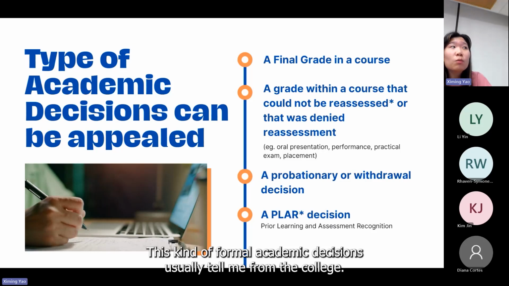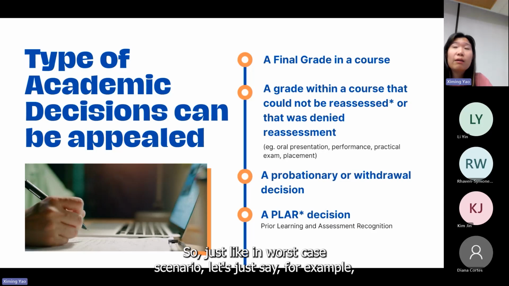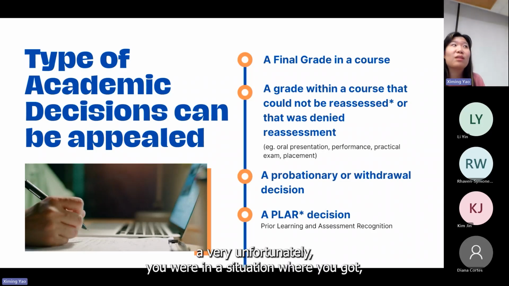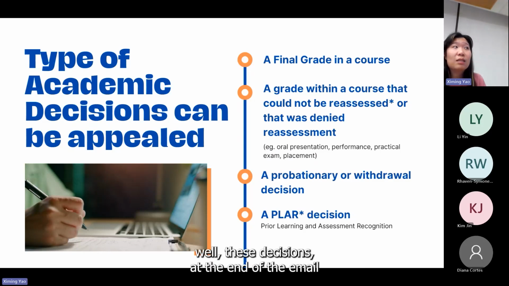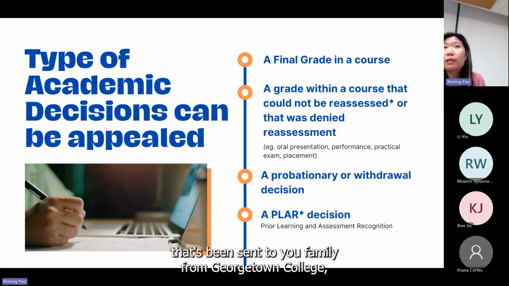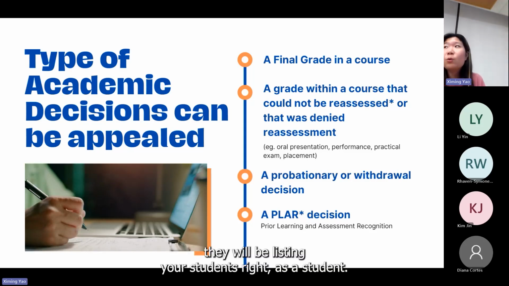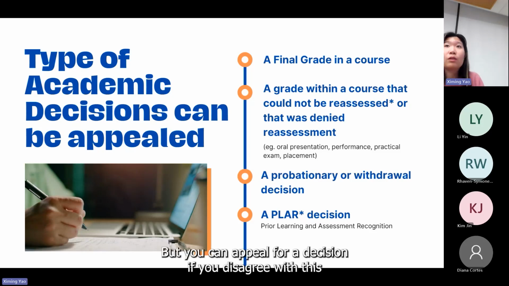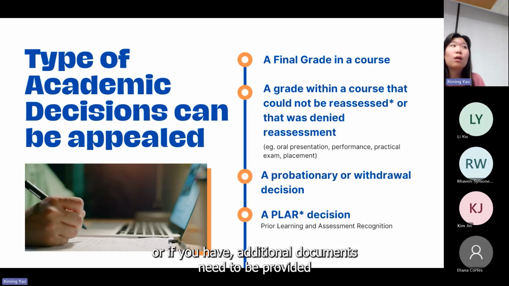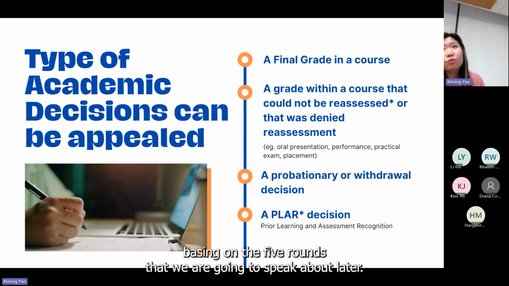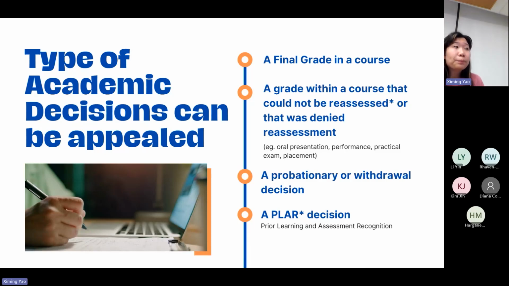These are formal academic decisions usually coming from the college. In the worst case scenario, let's say, very unfortunately, you got one of these decisions. At the end of the email formally sent to you from George Brown College, they will list your student rights. As a student, you can appeal a decision if you disagree with it, or if you have additional documents to provide, based on the 5 grounds that we're going to speak about later.